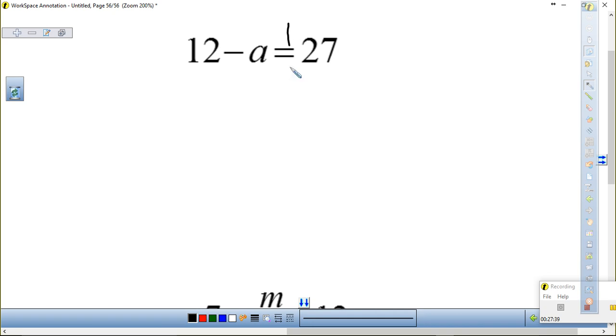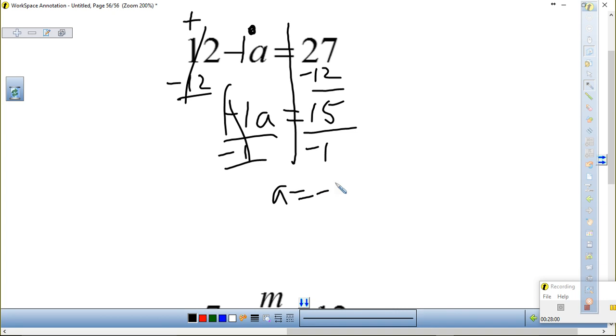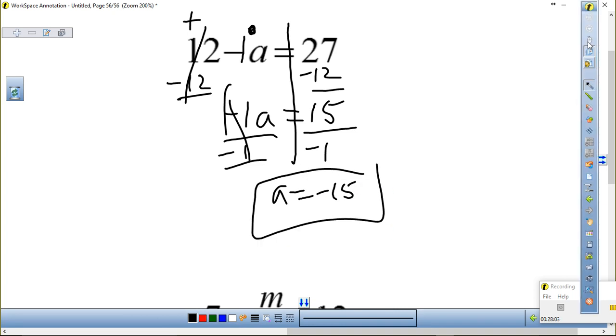Once again, make sure you draw your line down. Here you put a 1 here, and if there's a number in front of the A, there's multiplication. This one's a positive 12, so that means it's addition. So we start with -12 minus 12, -1A equals 15. Divide by -1, divide by -1. Therefore, A equals -15. So far, so good? Yes? Copy this next one, please.